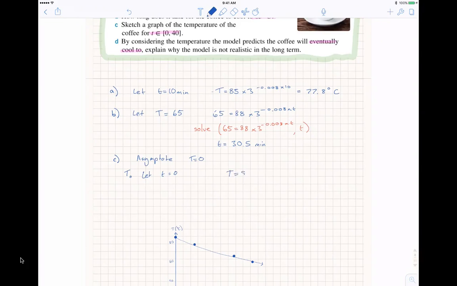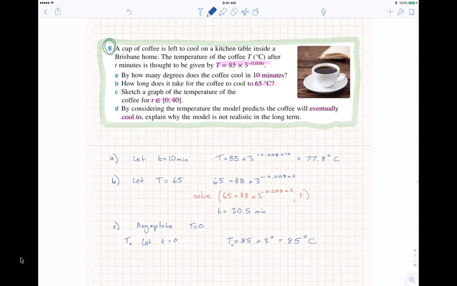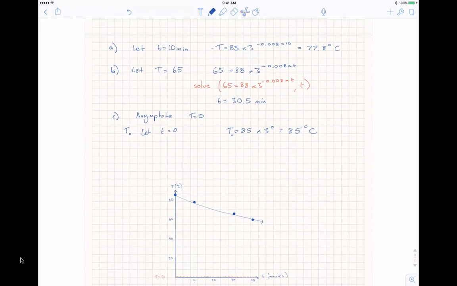So that we have T equals 85 times 3 to the power of 0 when we let t equal 0 in the equation. 3 to the 0 is 1, so the initial temperature is just 85 degrees Celsius. And we could actually begin to notice that when we look at these equations, the initial value is usually just this coefficient here. So that gives us the point (0, 85), and that's of course the y-intercept.